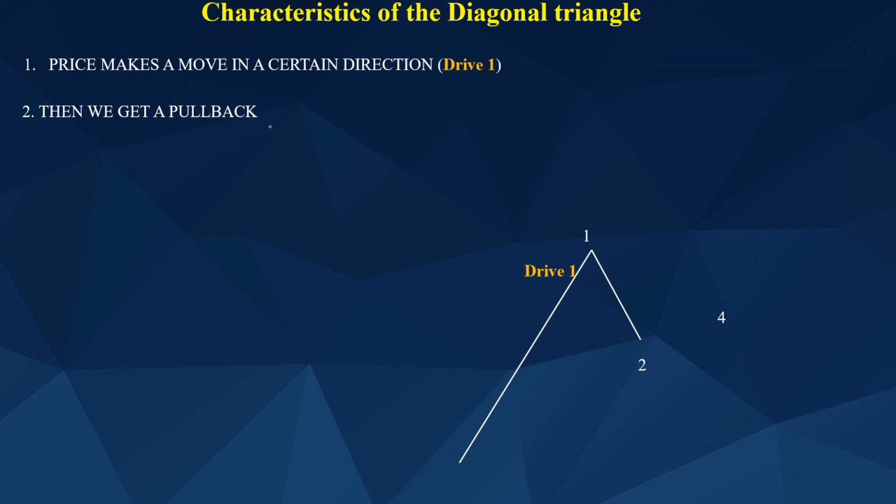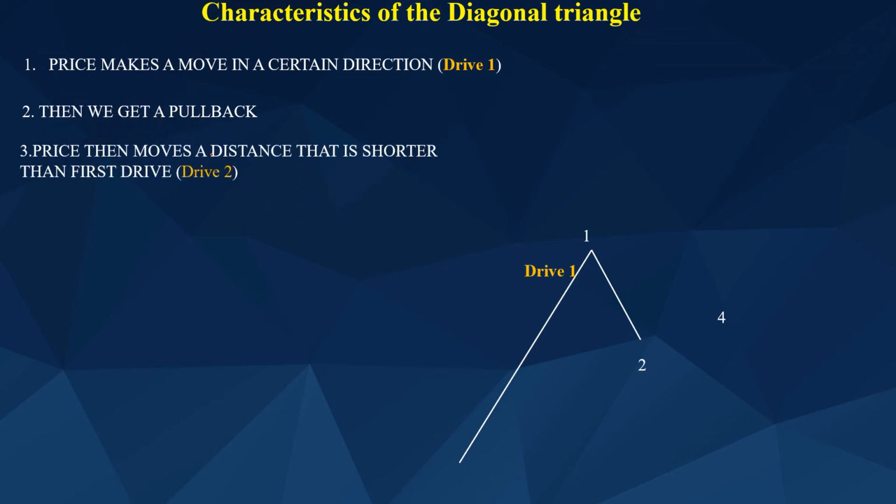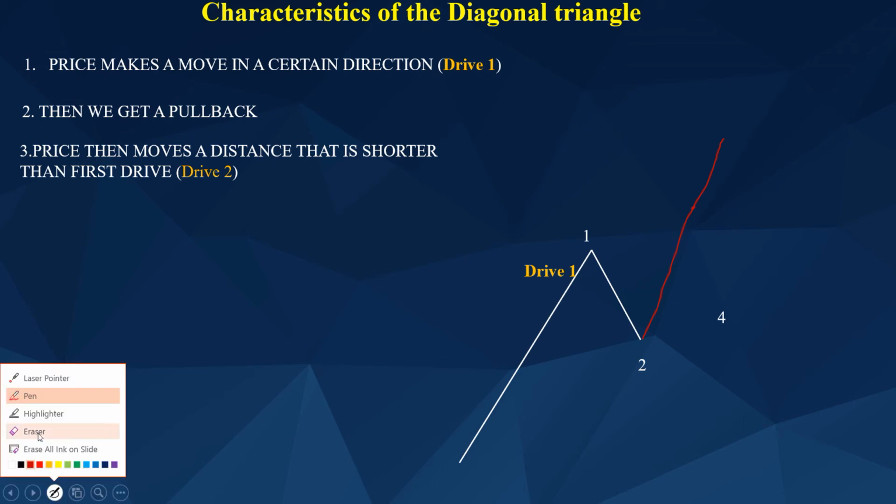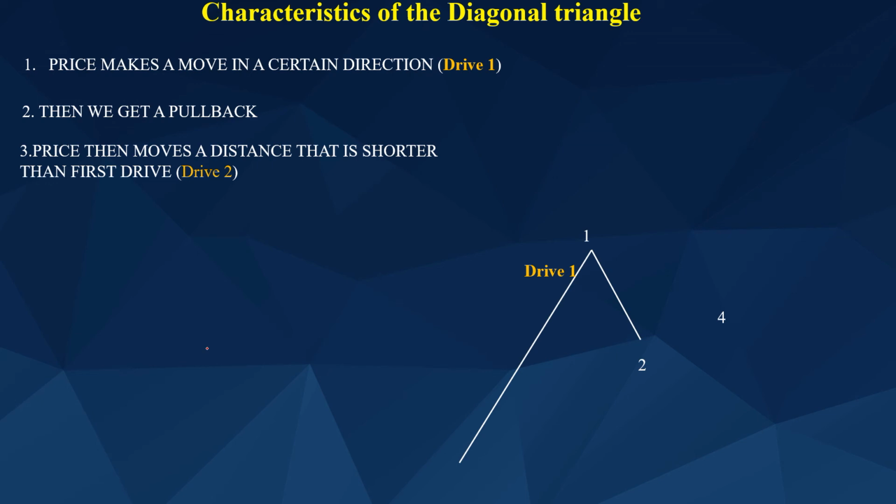Now, price moves a distance that is shorter than the first drive. So this is drive one, and price will move a distance which is not as long as this. Remember on the channel we said it is going to move an equal distance. This is not going to move an equal distance; this is going to be shorter. As we progress in the presentation, you will understand. So that second drive is shorter than the first drive.